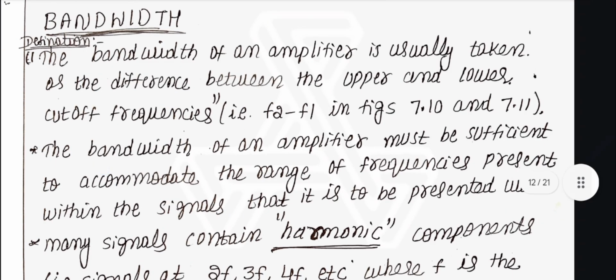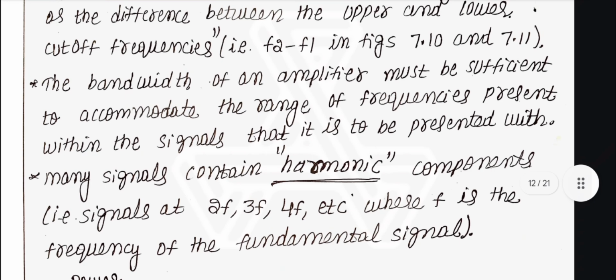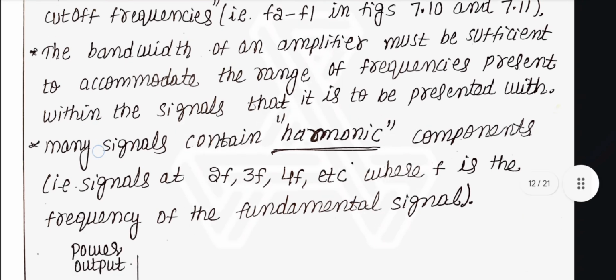Bandwidth. Bandwidth of an amplifier is usually taken as the difference between the upper and lower cutoff frequencies, F2 minus F1, in figures 7.10 and 7.11. The bandwidth of an amplifier must be sufficient to accommodate the range of frequencies present within the signals. This is so because many signals contain harmonic components, that is, signals at 2F, 3F, 4F, etc., where F is the frequency of the fundamental signal.